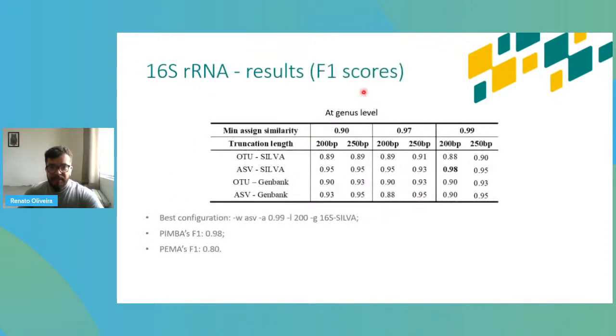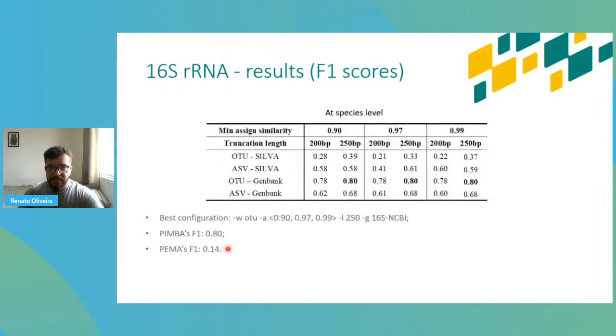And these are the results, the F1 scores at the genus level. With this result, we can see that Pimba got a nice result using the ASV strategy with the Silva database at the minimum assignment similarity of 99% and a truncation length of 200 base pairs. And with this configuration, Pimba got an F1 score of 98% against 80% of PEMA, which was the recently published pipeline that PEMA obtained in its benchmark.